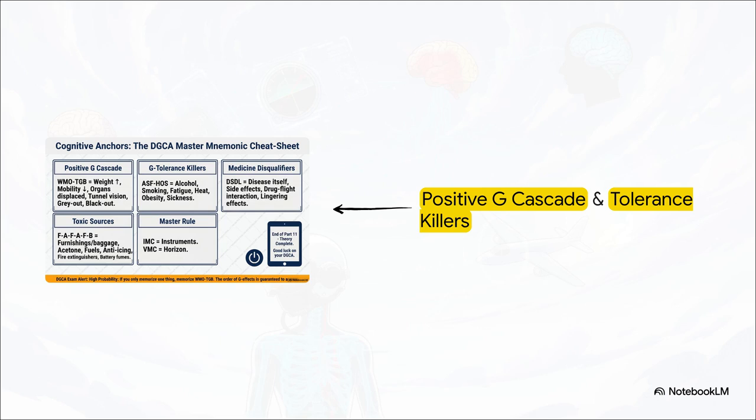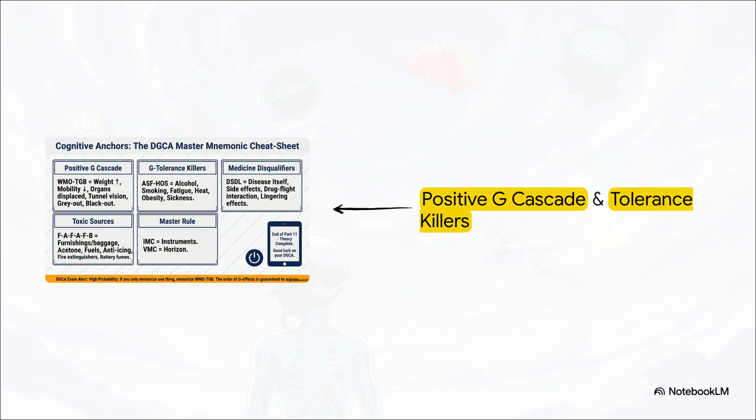The core concept here is that when you pull positive Gs, blood is quite literally pulled downward, draining away from your head. In application, you'll experience a physiological sequence we memorize as WMOTGB. Your weight increases, mobility is impaired, organs are displaced, and then it gets really dangerous. Tunnel vision, gray out, and finally, blackout. Say you hit 5 Gs in a sharp aerobatic pullout, your cerebral perfusion fails entirely.